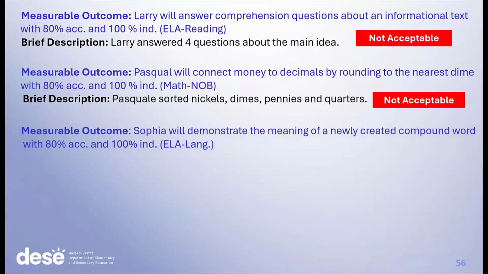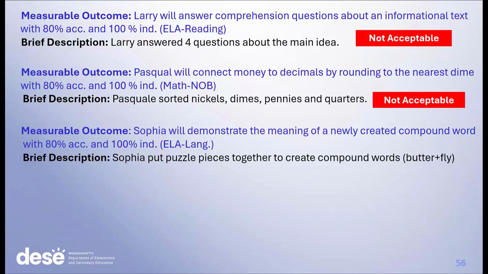Next one, Sophia will demonstrate the meaning of a newly created compound word with 80% accuracy and 100% independence. And the brief description says, Sophia put puzzle pieces together to create compound words, butter plus fly. Acceptable or not?